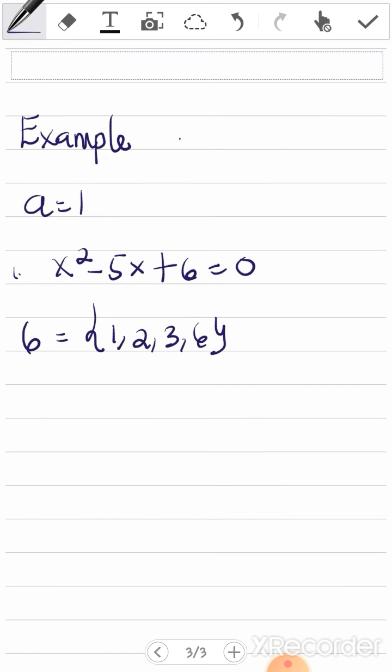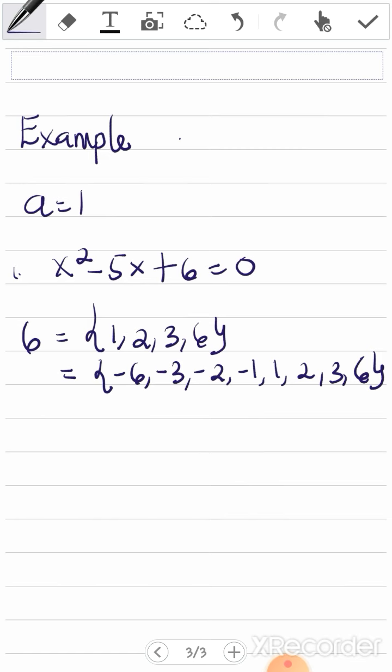But in this particular form, we consider integers, so we have positive and negative numbers. So this will be -6, -3, -2, -1, and 1, 2, 3, 6. With this as our point of reference, we are going to find the numbers that when you multiply, you get positive 6, but when you add, you get -5.